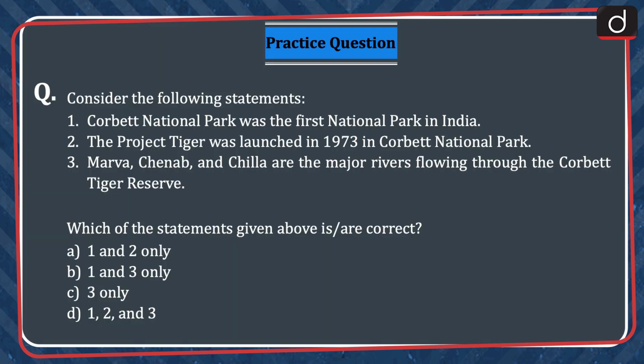Now it's time for the practice question. Consider the following statements. 1. Corbett National Park was the first national park in India. 2. The Project Tiger was launched in 1973 in Corbett National Park. 3. Marwa, Chenab and Shilla are the major rivers flowing through the Corbett Tiger Reserve. Which of the statements given above is or are correct? 1 and 2 only, 1 and 3 only, 3 only, or 1, 2 and 3?